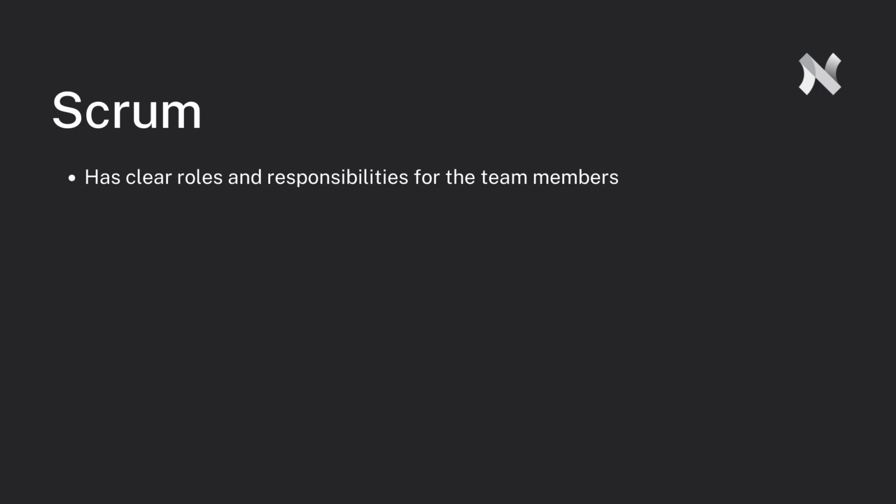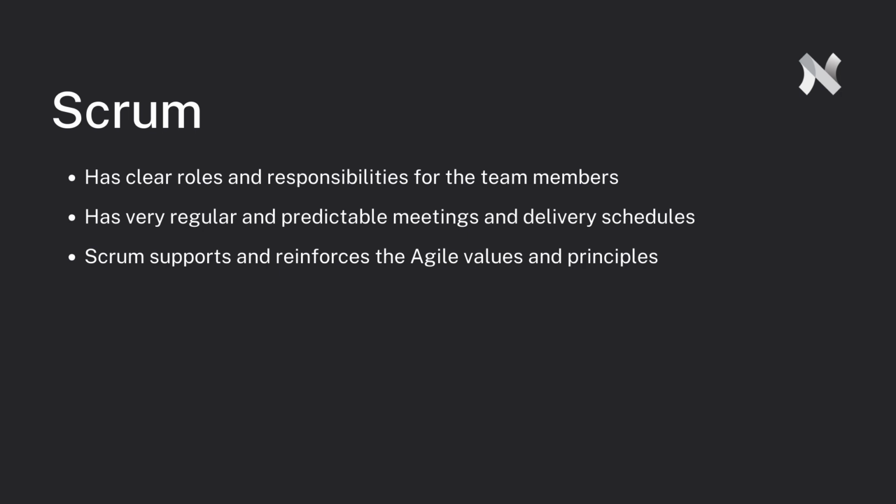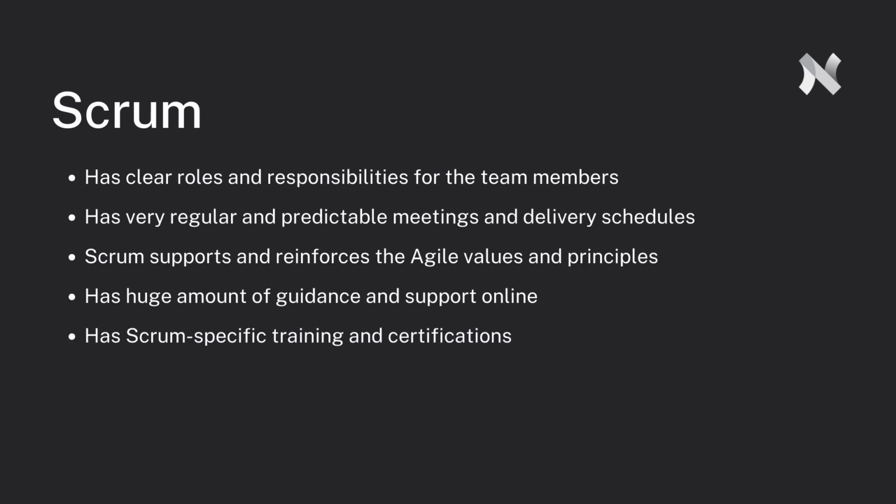Scrum is popular for many reasons. First, it has clear roles and responsibilities for the folks on the team, while continuously emphasizing the power of the team as a whole. Scrum has very regular and predictable meetings and delivery schedules with predefined agendas and outcomes for the meetings, making it easy to teach new team members. It supports and reinforces the Agile values and principles, while adding some structure and foundations that help new Agile teams get started and more experienced teams get better, and it's all free and open for all to use. Since it's the most commonly used Agile delivery framework, there's also a huge amount of guidance and support online, as well as Scrum-specific training and certifications.